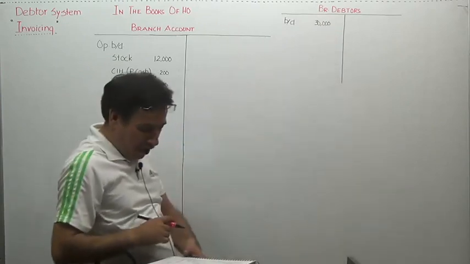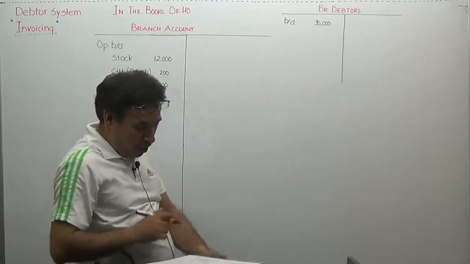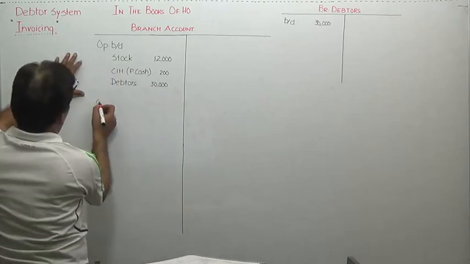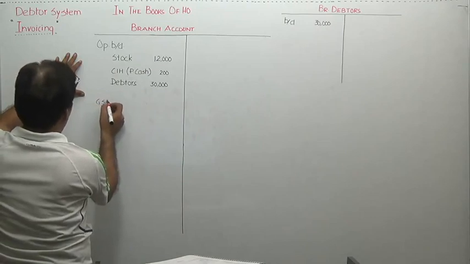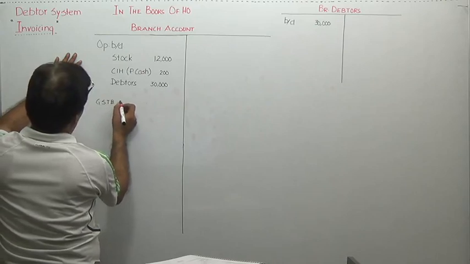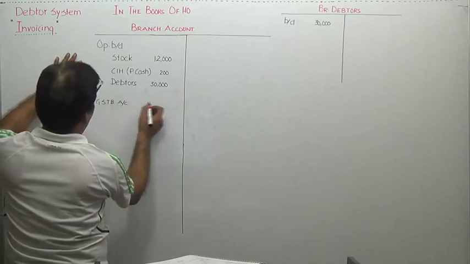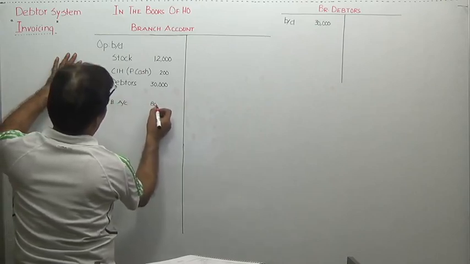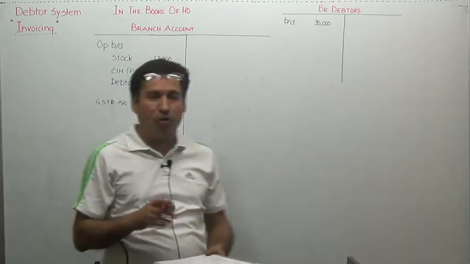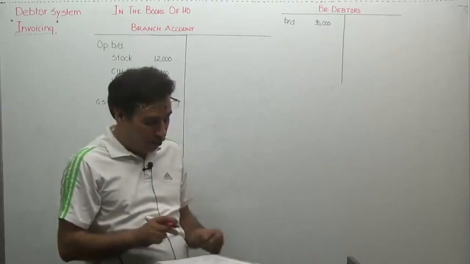Then you have been given goods invoiced from Jaipur. Whenever head office sends goods to the branch, you are going to debit it: goods sent to branch account. 80,000 worth of goods have been sent by head office to branch. We are not paying any attention towards the word invoice at this moment.